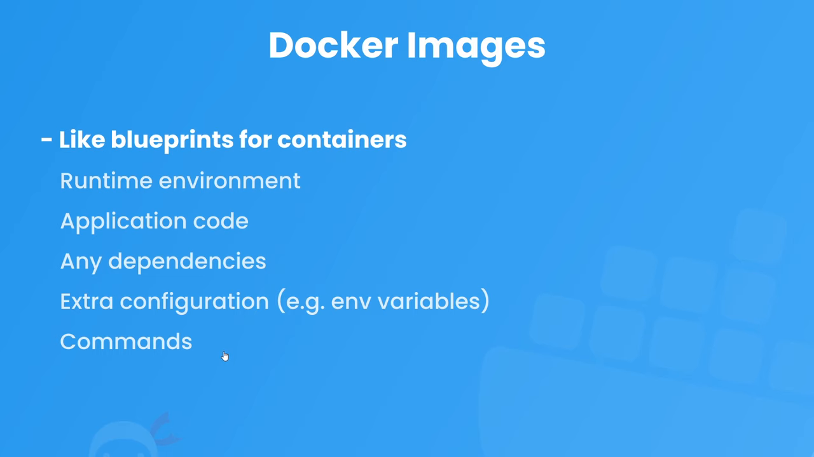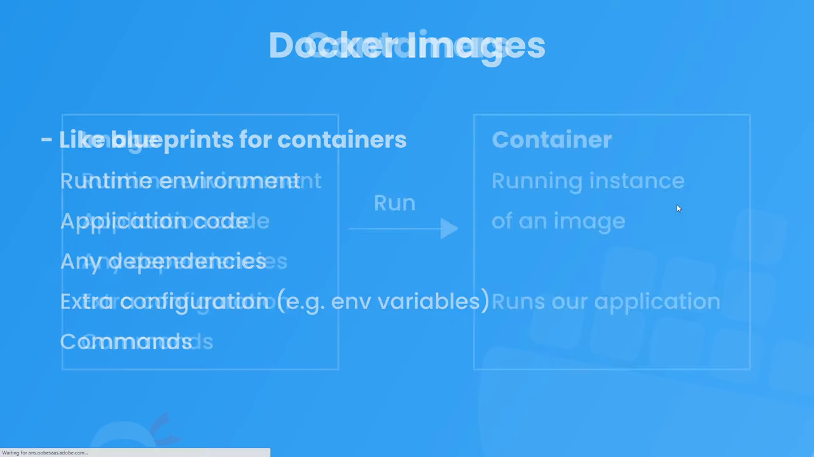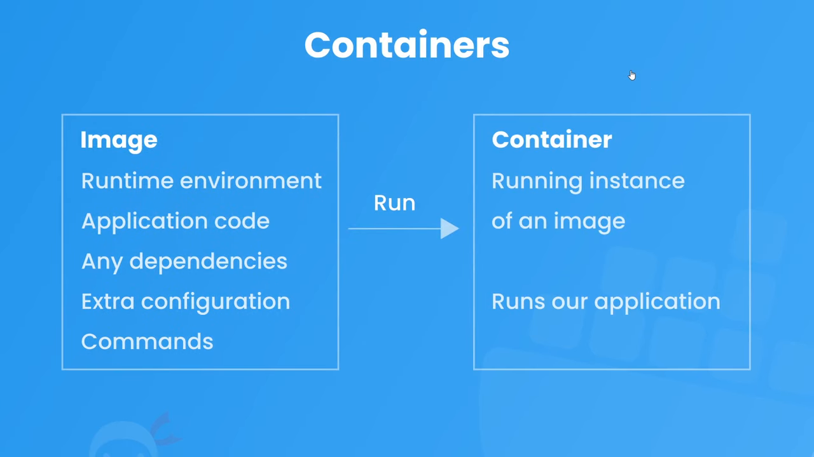Images also have a file system of their own too, which is independent from the rest of your computer. Now, images are read-only, which means that once you've created an image, it cannot be changed. If you need to change something about the image, then you need to instead create a brand new image to incorporate that change. So again, images are like blueprints for containers, and they include every single thing that our application might need to run.